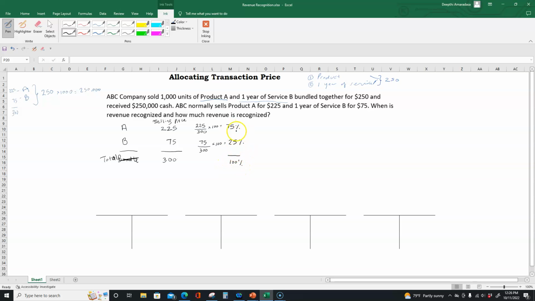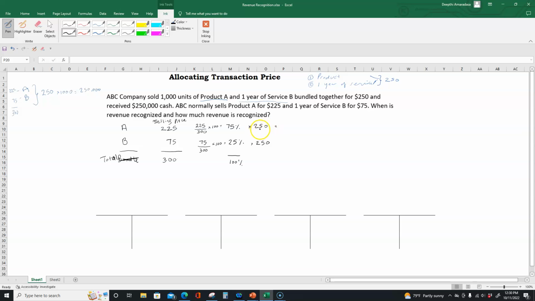Now that we know what percentage each item is of the total, we will multiply these percentages by the selling price of the bundle. The bundle was sold for $250 and the bundle contained A as well as B. So we will multiply these percentages by the selling price of the bundle, which we know was $250, and that will tell us how much we can allocate to product A and how much we can allocate to service B.